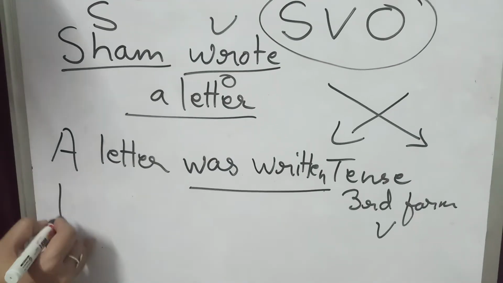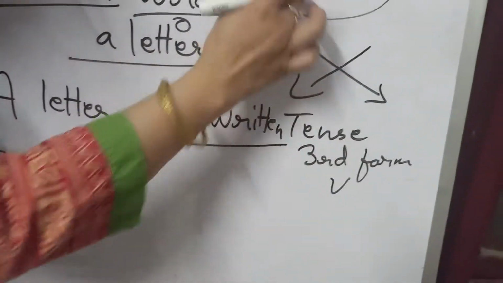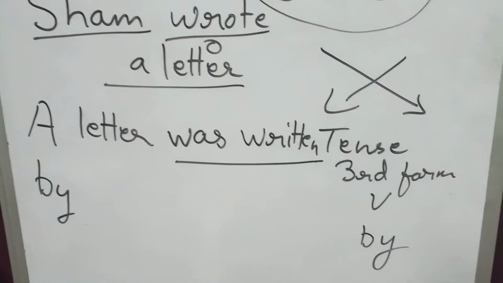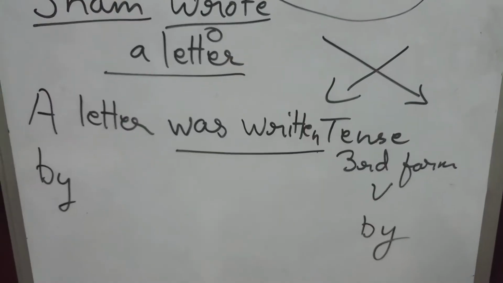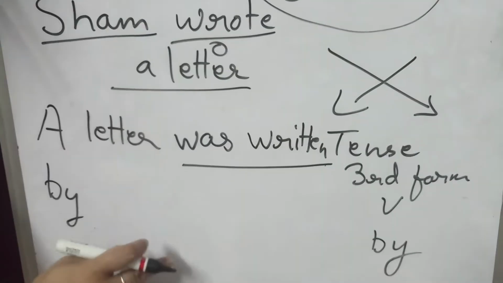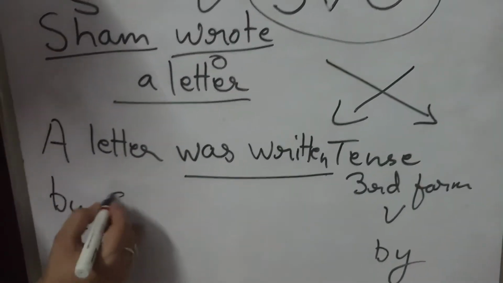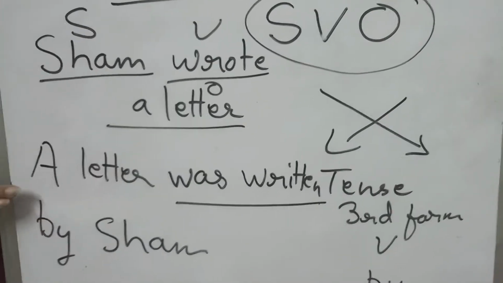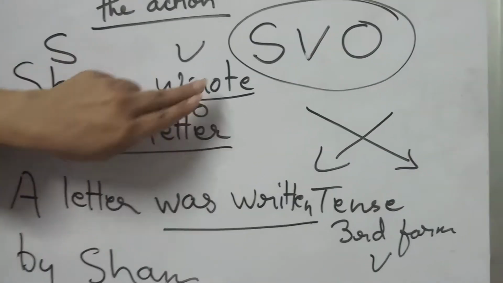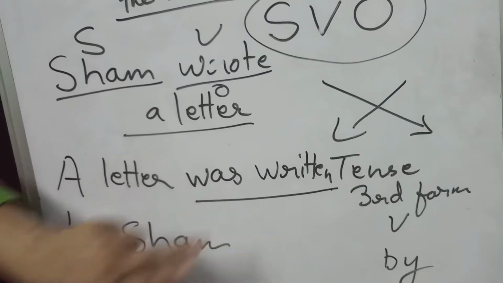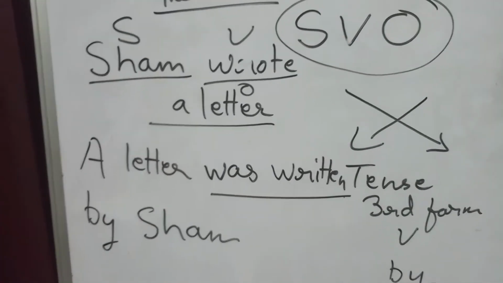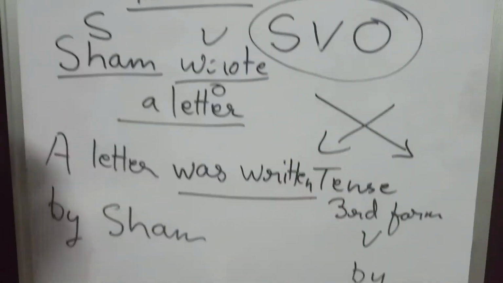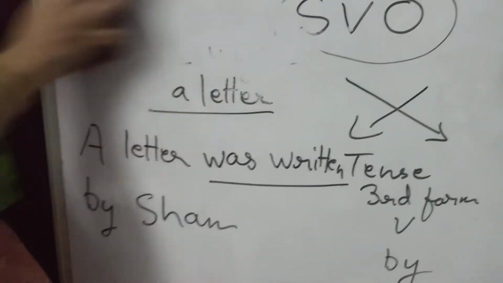Now we come to by. The fifth rule is we have to put the agent by. We put the agent by, and then we come to the subject, that is by Sham. Now here subject, verb, object. We prove our definition through this. Now I suppose we'll come to the next sentence.